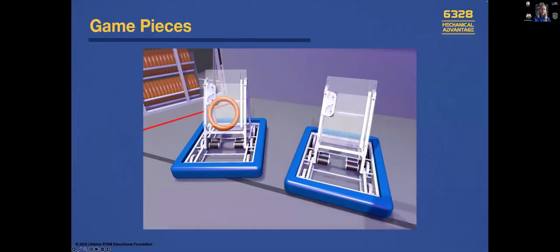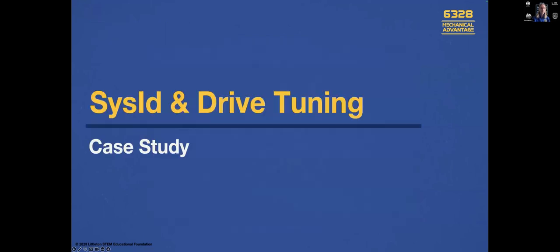Game piece visualization can be even simpler than that too. Here we're just showing whether a game piece is inside the robot based on a sensor value. And this involves just publishing a single pose from the periodic method of your indexer. So it's really quite simple to get started with this.